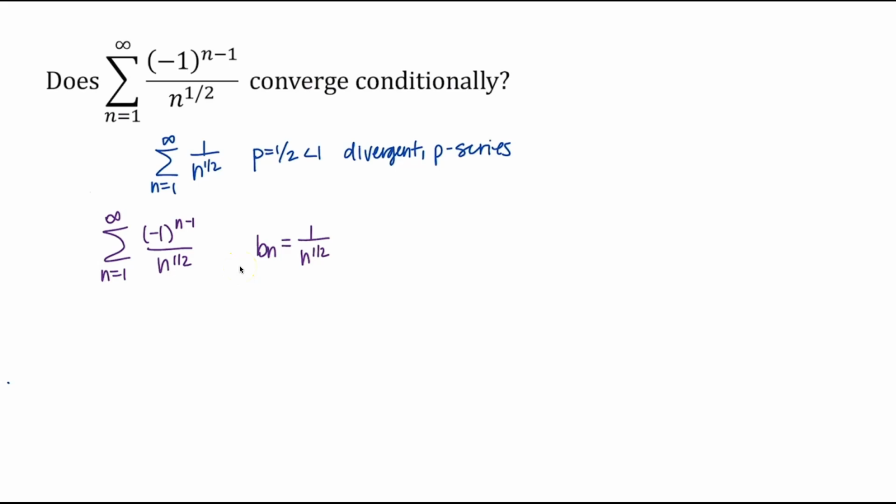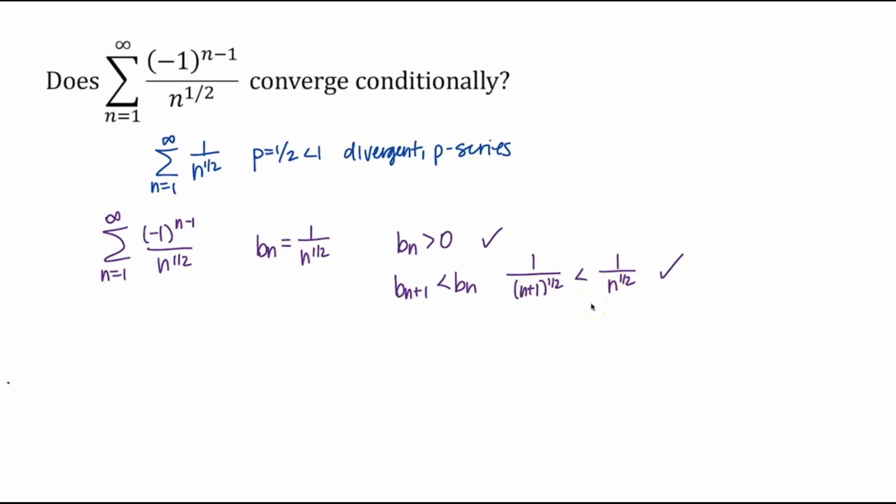And we want to check those three conditions about b sub n for the alternating series test. So b sub n, is this positive? Yes, it is. b sub n is positive when we substitute in values 1 or greater. And then is b sub n plus 1 less than b sub n? Yes, so if we substitute in n plus 1, so we have n plus 1 to the 1/2, is that less than 1 over n to the 1/2? Yes, because bigger denominator, smaller fraction.